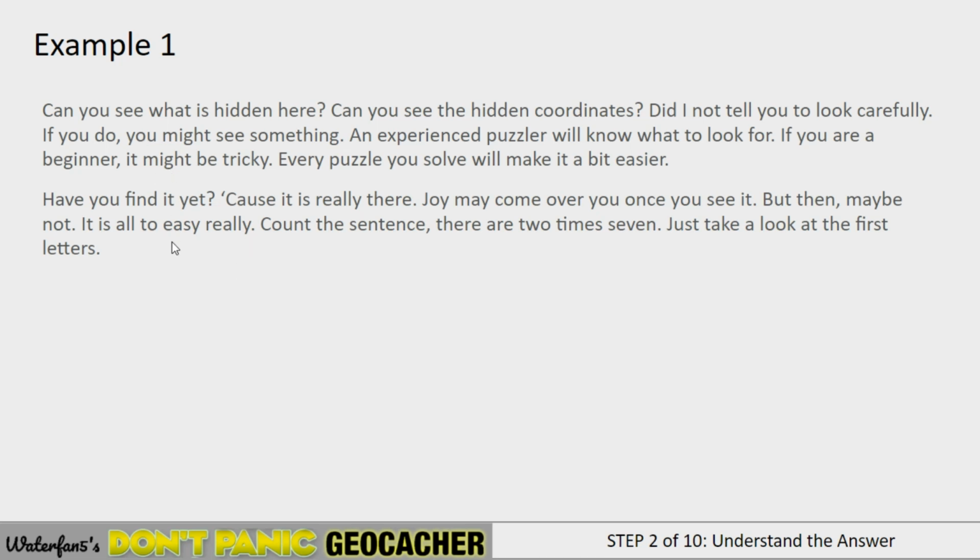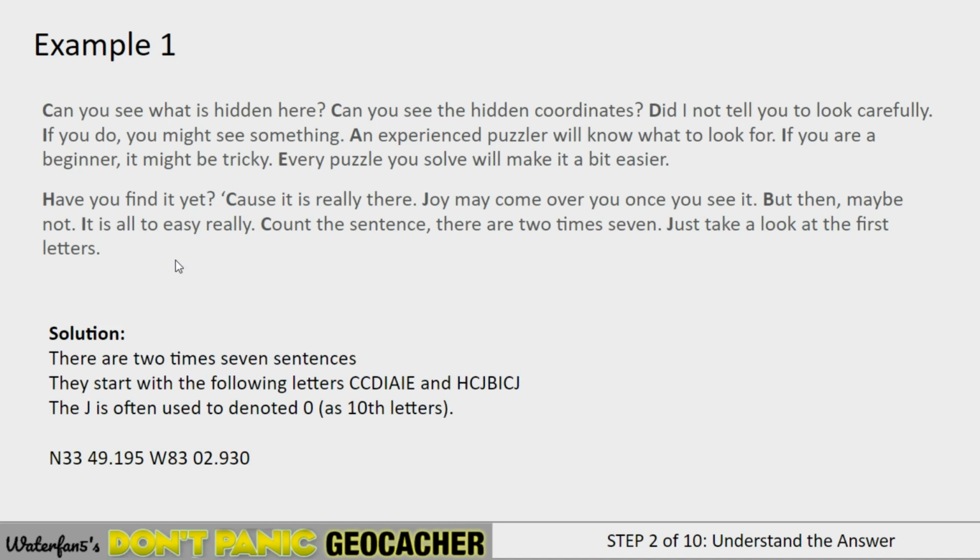And so here we found it in the sentences. And so if we do all the starting of each sentence, we get that 2 times 7. That converts to these two combination of letters. And of course, with J being 0, it converts to the following.